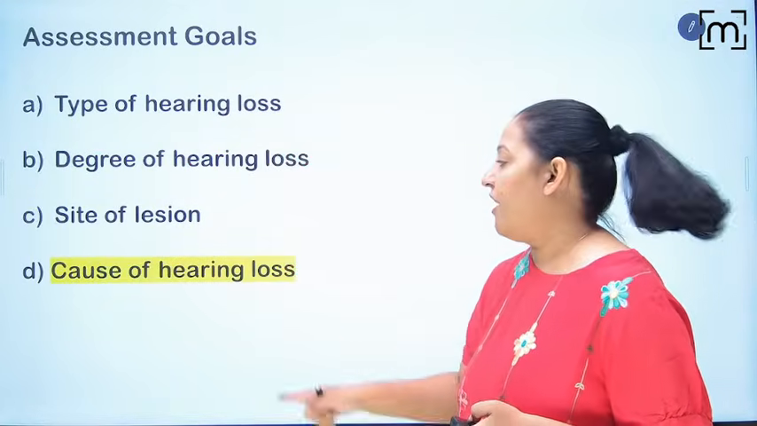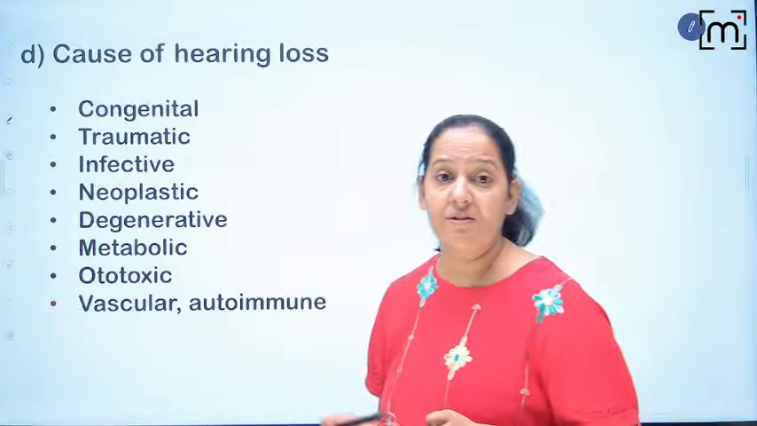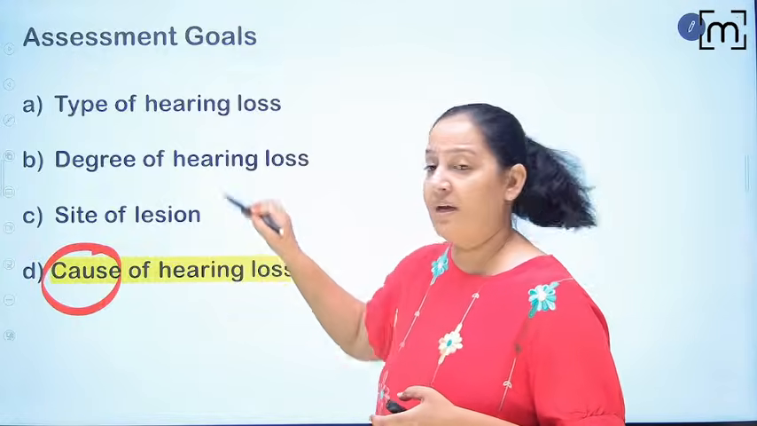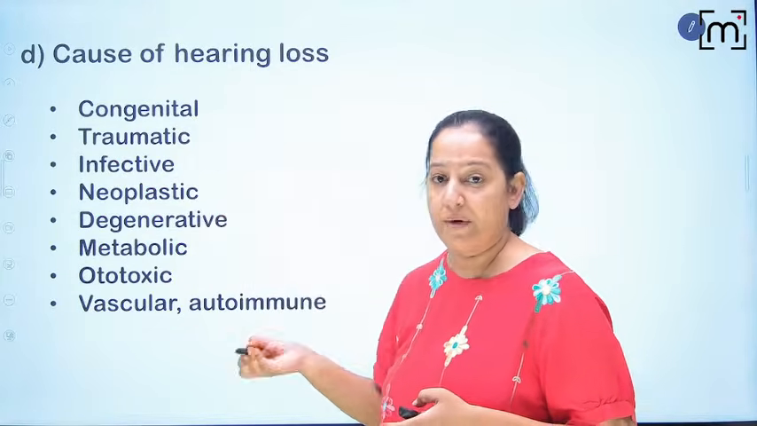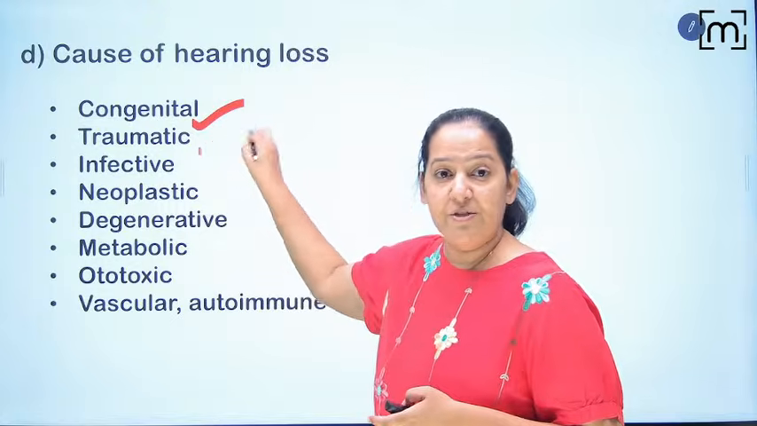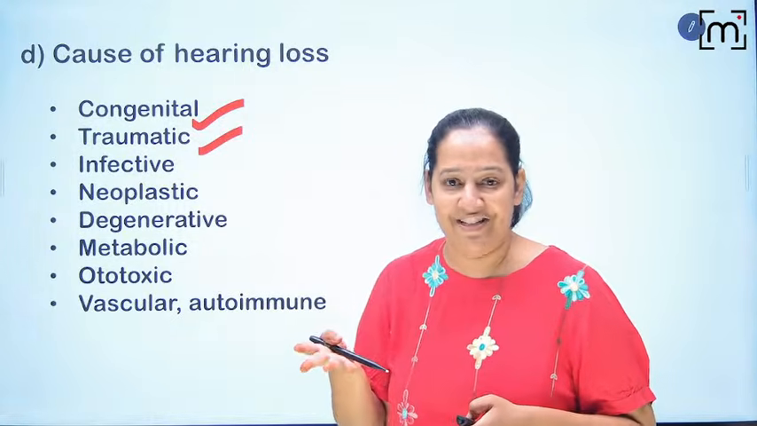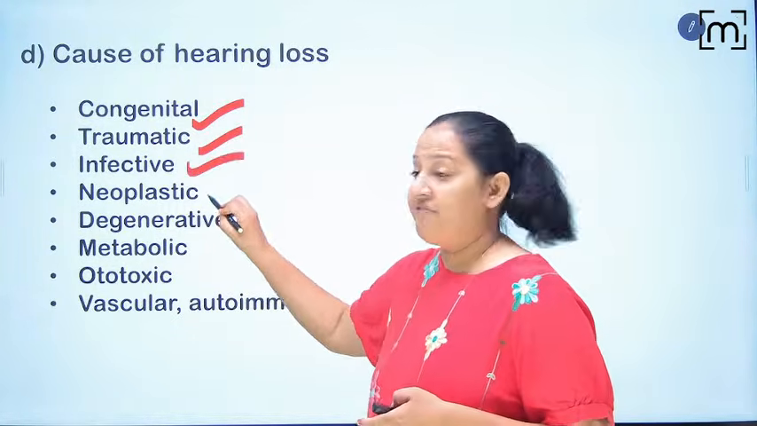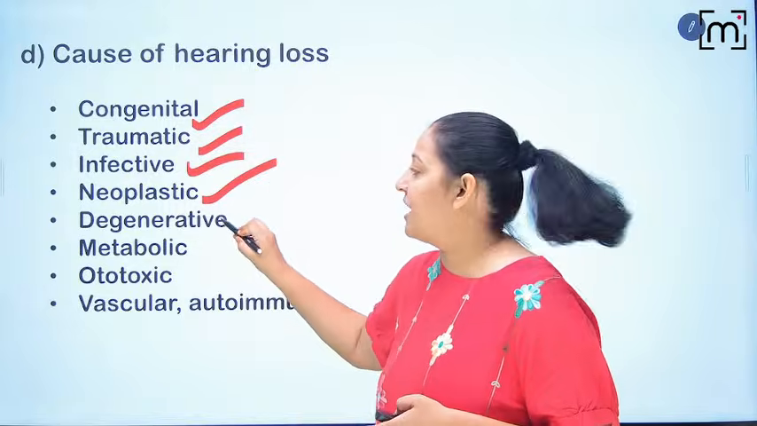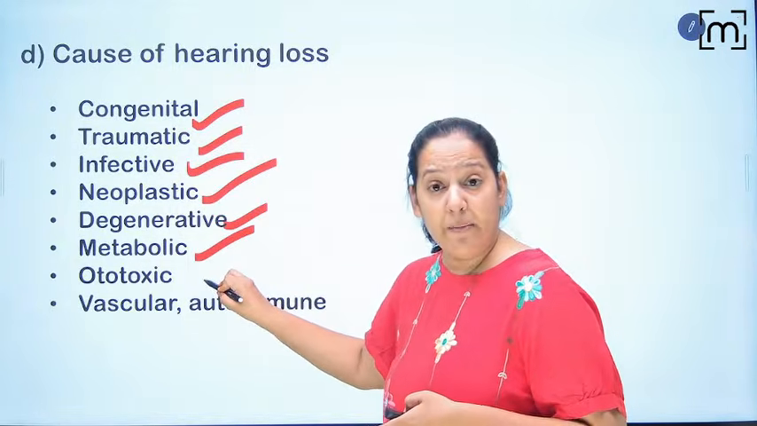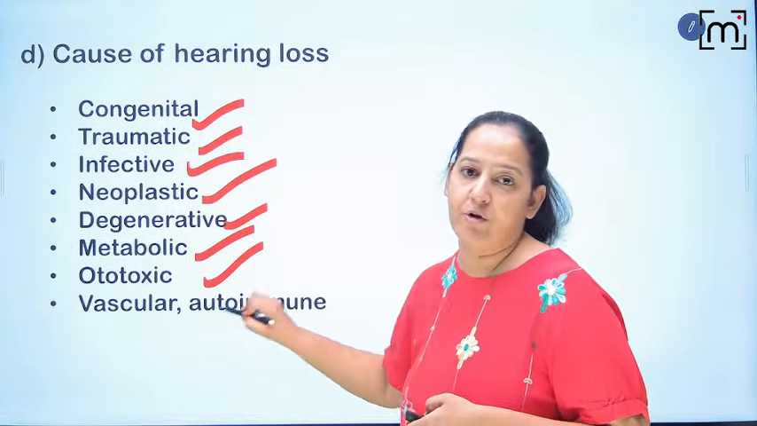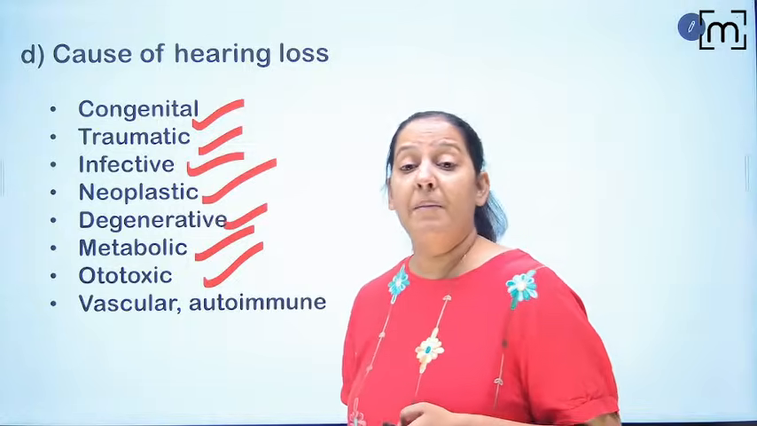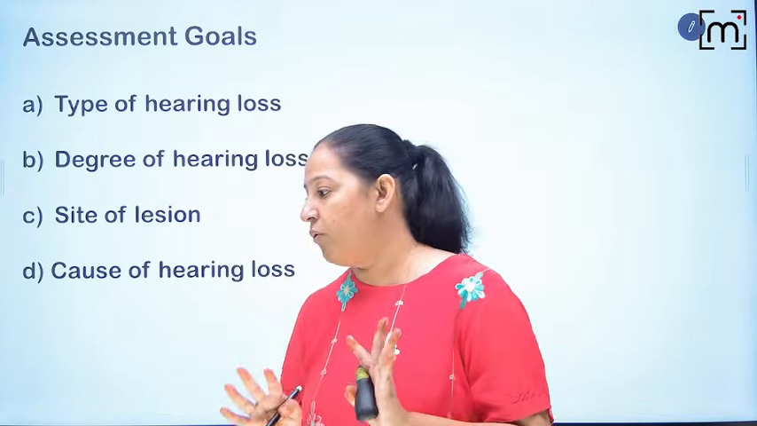After that, I want to know the cause. What is the cause of the deafness? Is it congenital? Some deafnesses are congenital, by birth. Sometimes it is due to trauma, most commonly in some accident. It can be infective, or due to cancers. It can be degenerative, metabolic, due to ototoxic drugs, or vascular or autoimmune. So among these causes, what is the cause? So there are 4 goals, people.